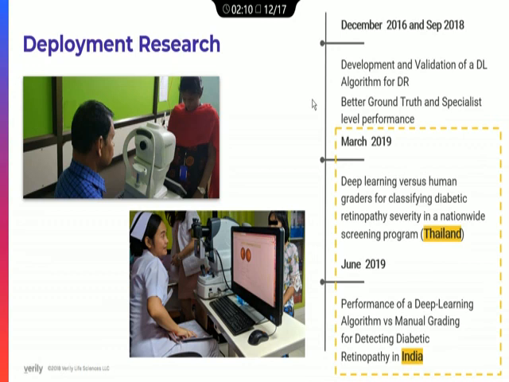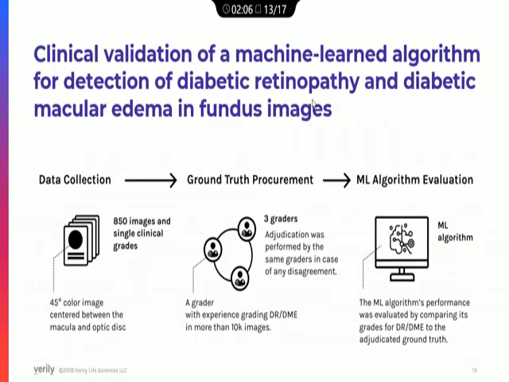So after we did all of this, we realized we have to, of course, go get regulatory clearance. So we performed a separate clinical study, which included capturing around 850 images. This was a retrospective study. We used a few different manufacturers of cameras, 45-degree images which were centered between the macula and the optic disc, or at least had both macula and optic disc visible. We had clinical grades available for these images which were done by doctors, and we used them to have a good distribution of various different DR-DME grades.